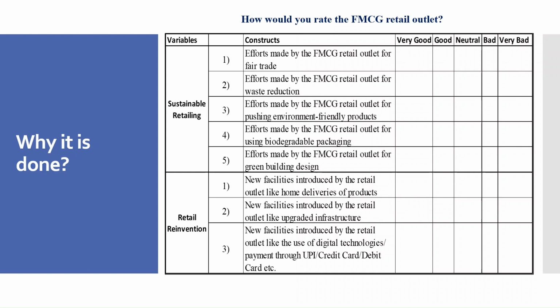Mostly we prepare our questionnaire survey instrument for measuring study variables. As you can see in the figure, sustainable retailing and retail reinvention are two variables that we are going to measure with different statements. For sustainable retailing, there are 5 statements, and for retail reinvention, there are 3 statements. During your questionnaire design, standard constructs or standard statements from previous studies can be taken or they can be modified as per your study context. Also, you can create new statements for your study.